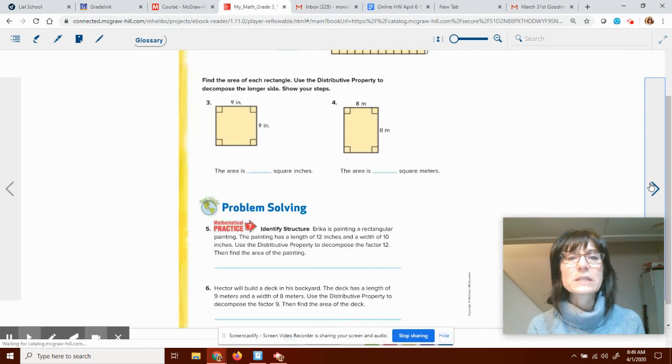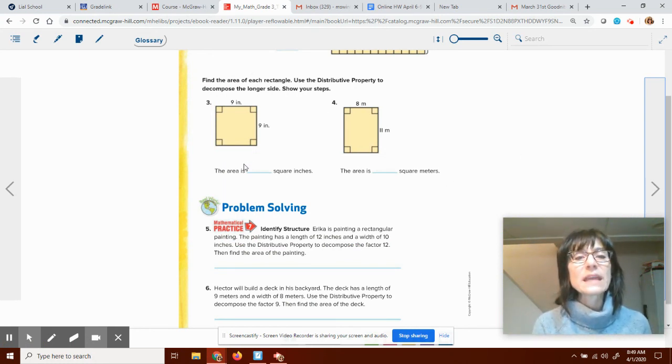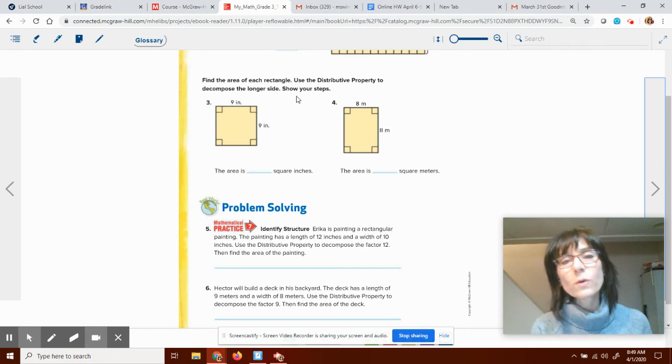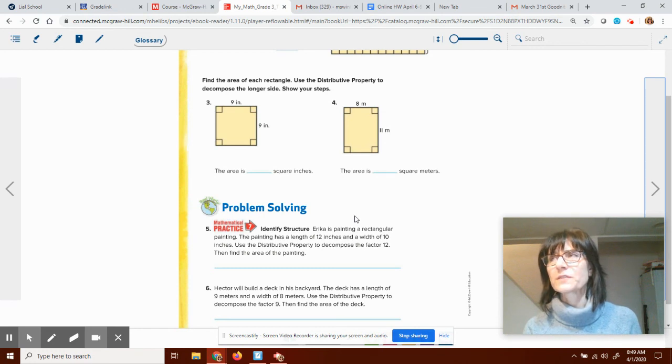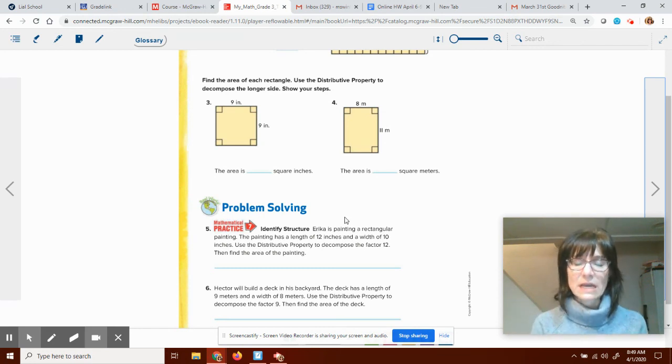Your homework's pretty straightforward. Neatness does count. Make sure I can read what you've done. Don't just give me an answer. Show me the formula. Show me your number sentence. That's very important. If I don't see it, I'm thinking you just said, hey, to your mom or dad or your brother or sister, what's 9 times 9? I want to see what you've done. Show me it.